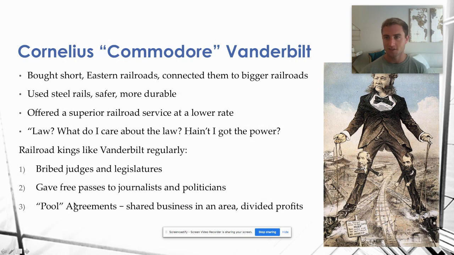And one such example of this was Cornelius Commodore Vanderbilt. He made his initial money in the steamboat industry. And then once he was already a millionaire, he is going to use this money to invest in railroads. And he's especially going to invest in railroads in New York, where he buys a bunch of smaller eastern railroads and then connects them to bigger railroads, and then, controlling these bigger railroads now, is able to charge inflated rates.